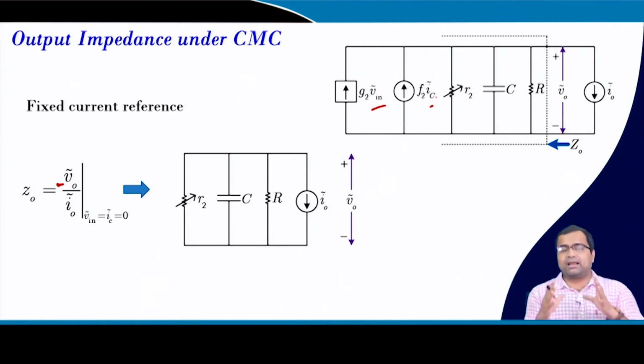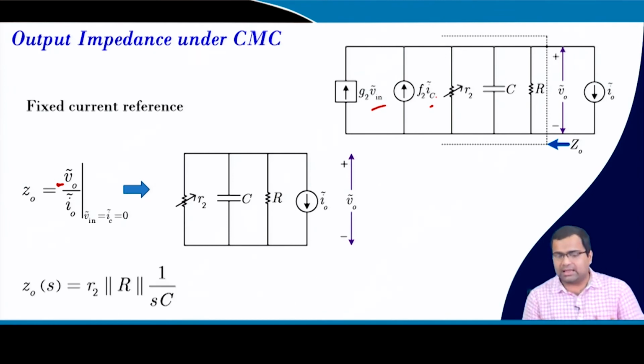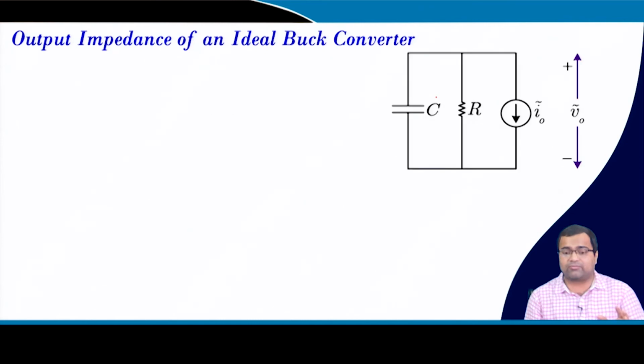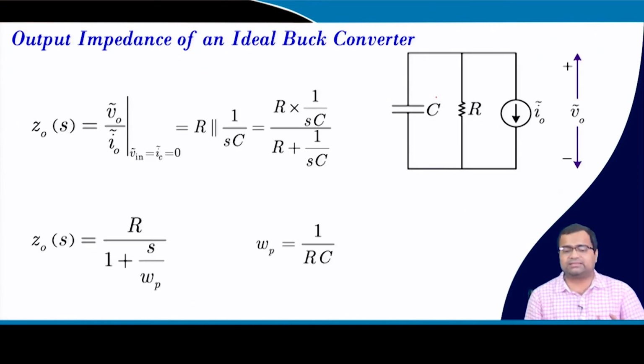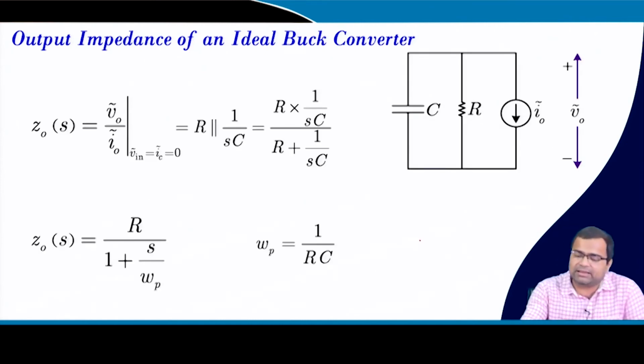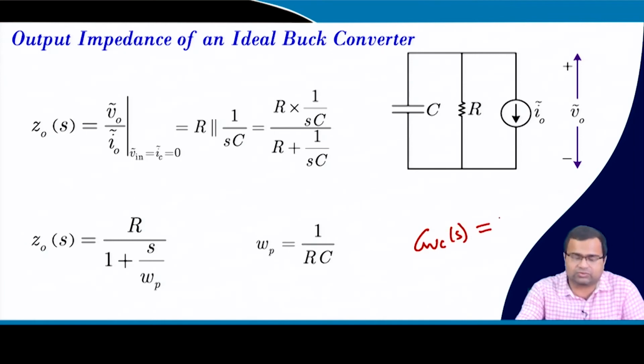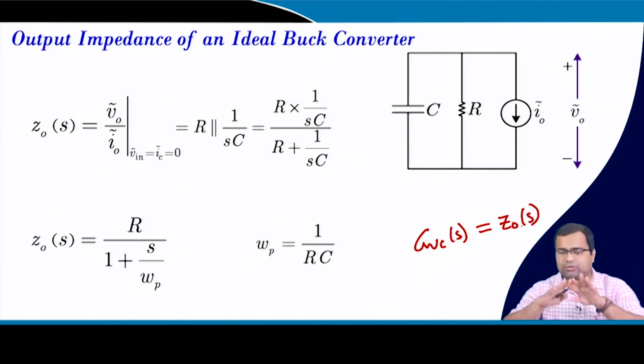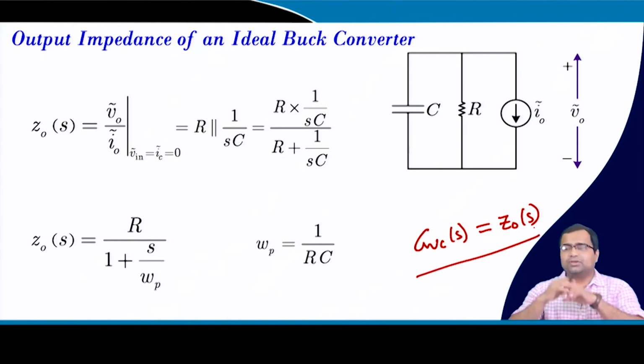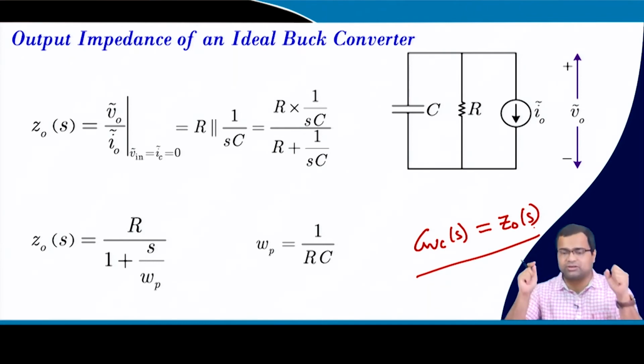like a parallel combination of R2C and R, and for a buck converter it will be simply this. That means in a buck converter the control to output transfer function is virtually the same as the output impedance with closed current loop with a constant current reference. So, it will represent a first order system, and output impedance in current mode control also becomes a first order system like an RC circuit.